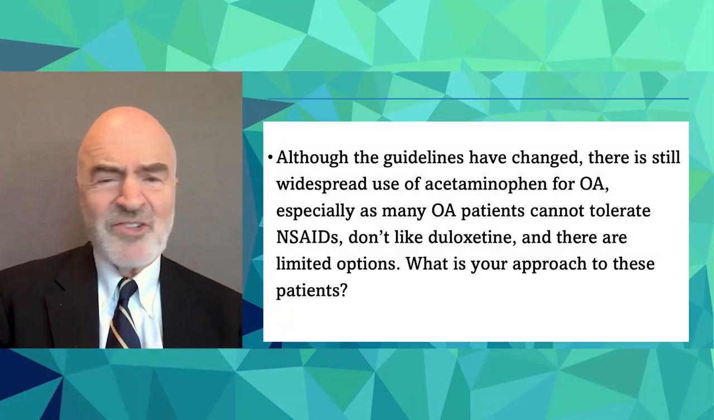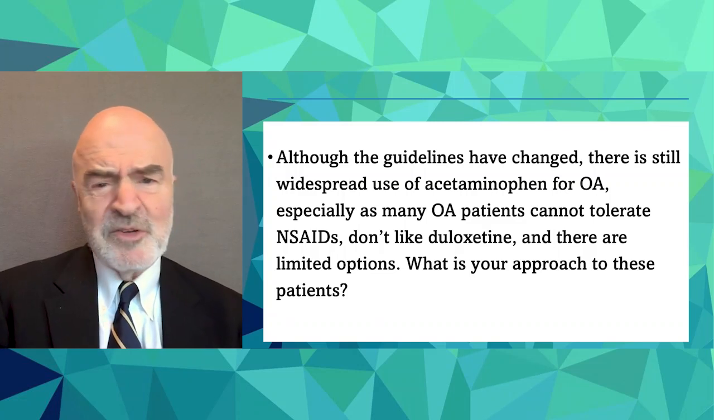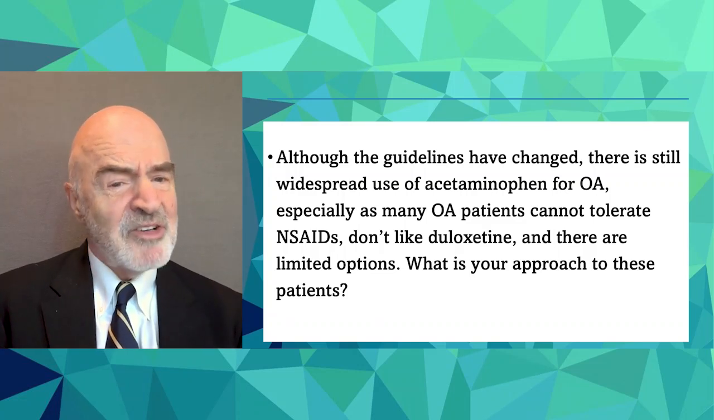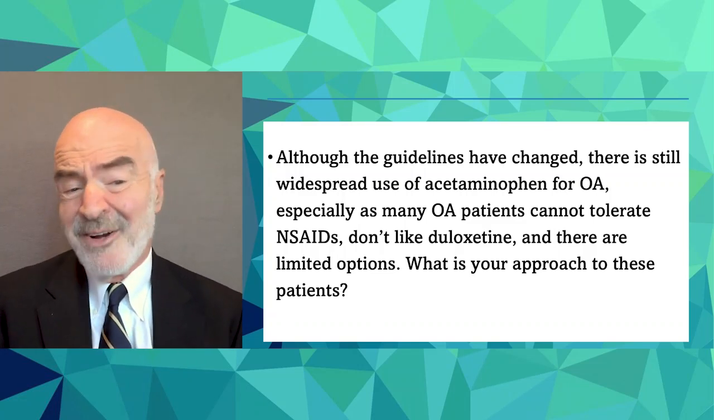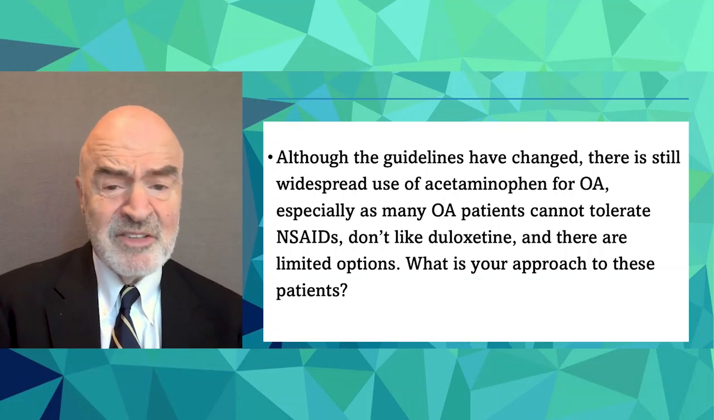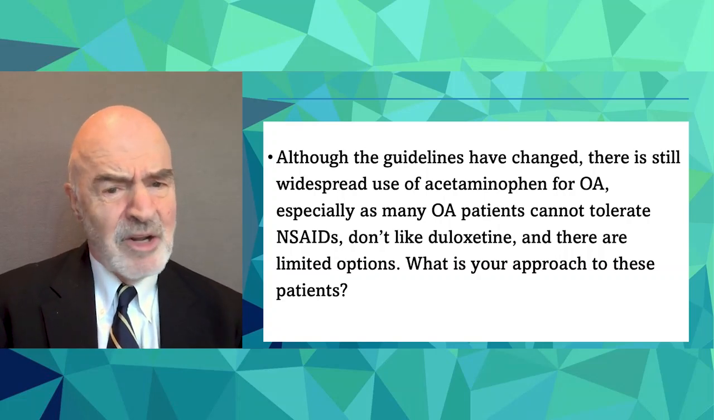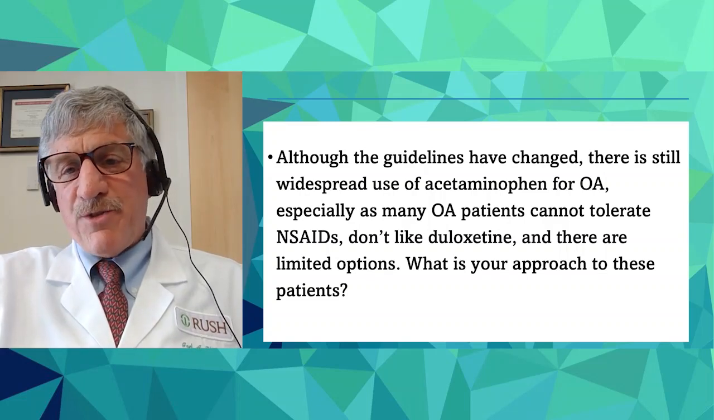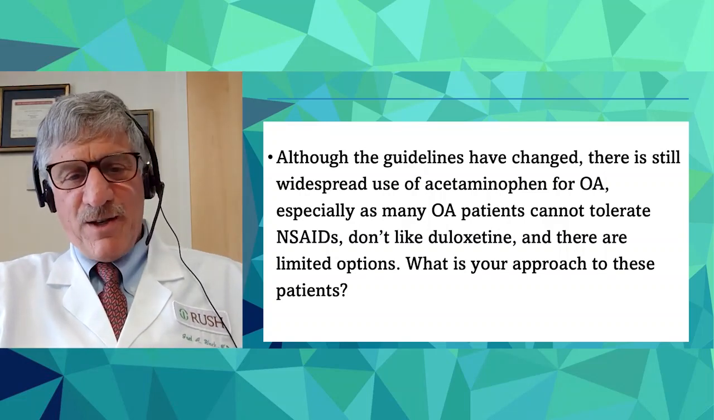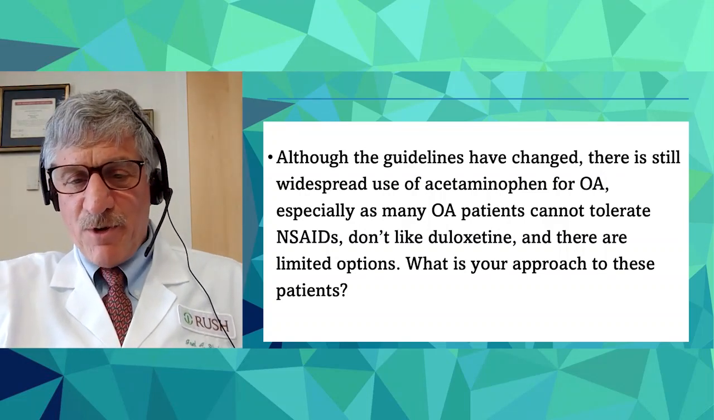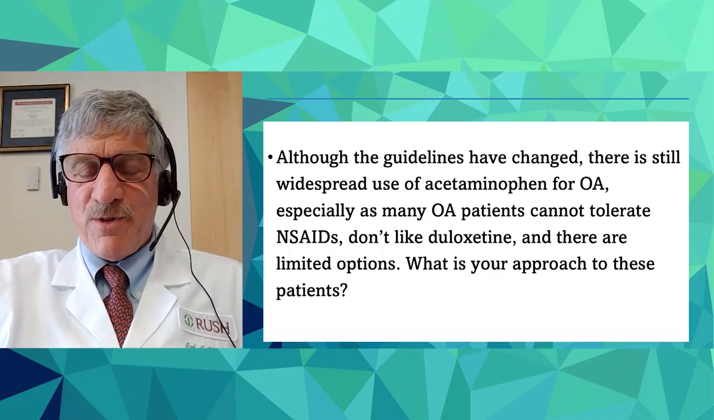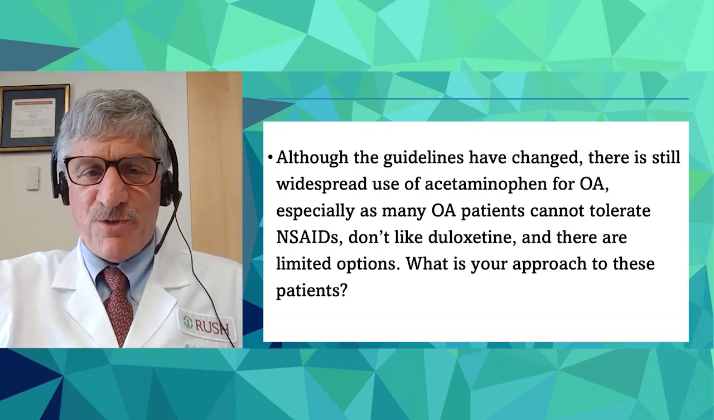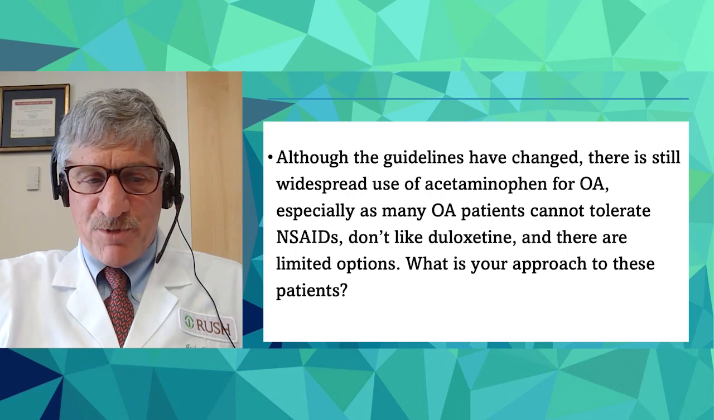Although the guidelines have changed, there's still very widespread use of acetaminophen for osteoarthritis, especially as many OA patients can't tolerate NSAIDs or don't like duloxetine, and there are really limited options. What's your approach for these patients? Okay, so it's really tough, and as I said, pain across the rheumatic diseases remains a really significant unmet need. So I don't have a miracle approach for everybody.